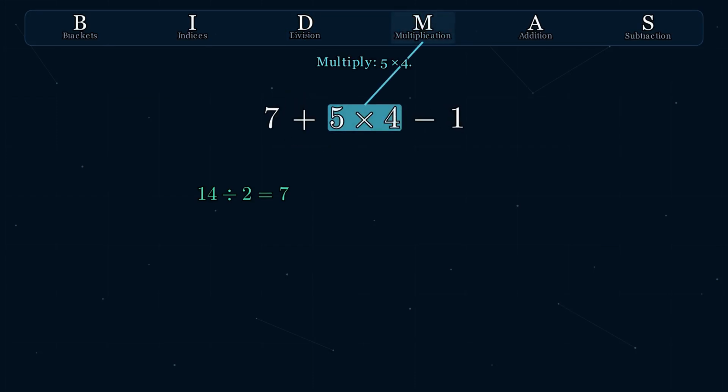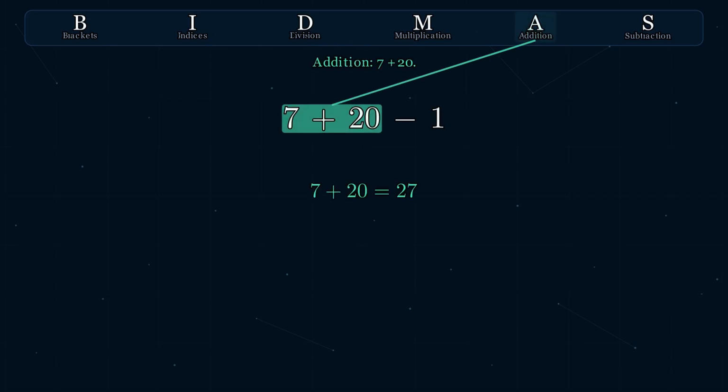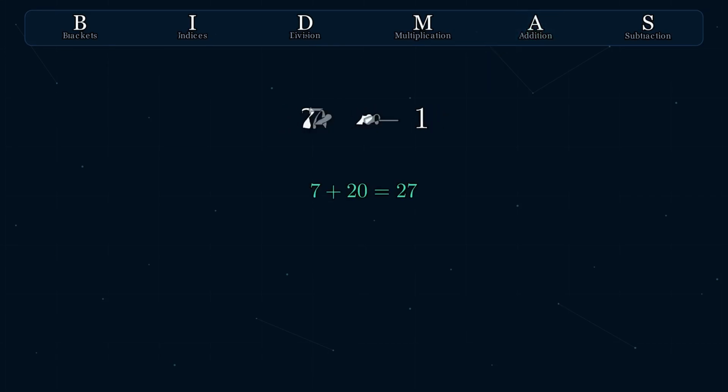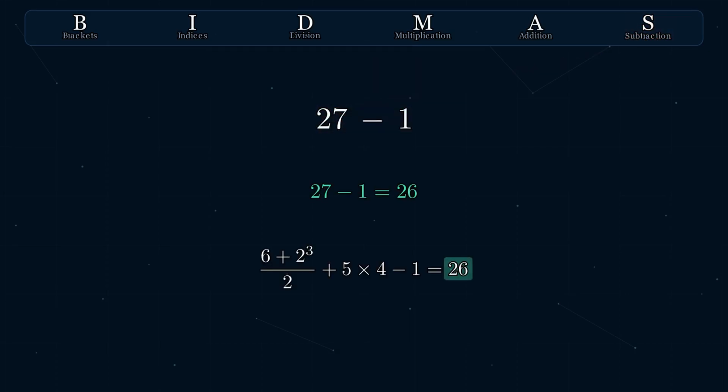Next, multiplication comes before the final addition and subtraction. 5 times 4 equals 20. Now we have 7 plus 20 minus 1. Work left to right. 7 plus 20 equals 27. Then 27 minus 1 equals 26. So the answer is 26.